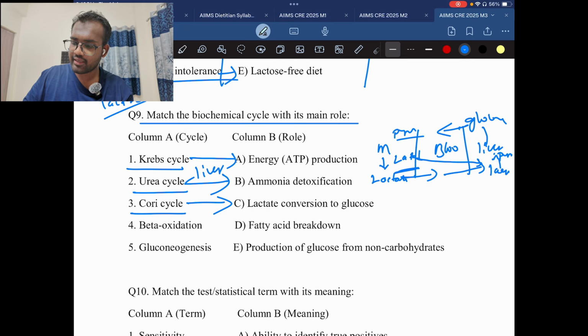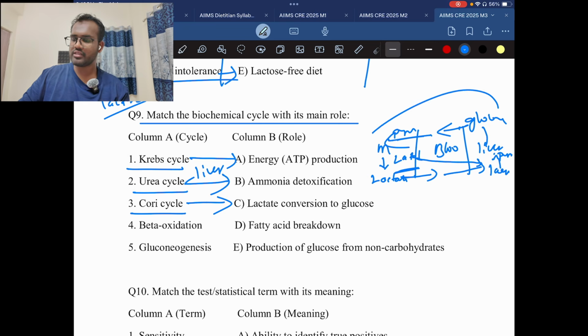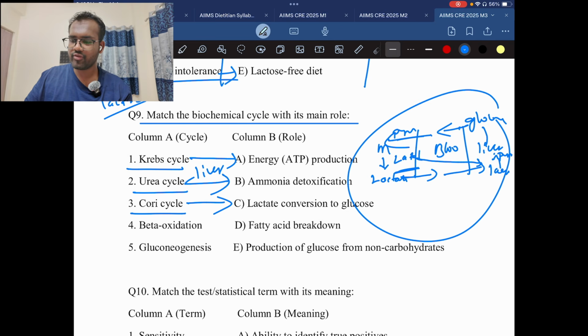This glucose is again pumped back into the blood. This blood again travels to the muscle. This is called the Cori cycle. I think you have understood it. I have explained it in detail in a past video also. Simply, the Cori cycle means converting lactate into glucose.